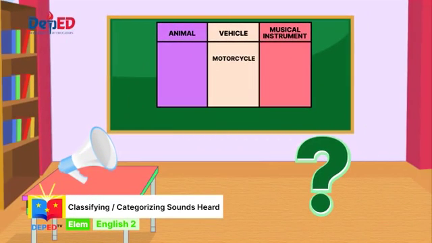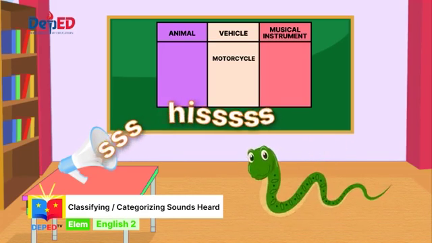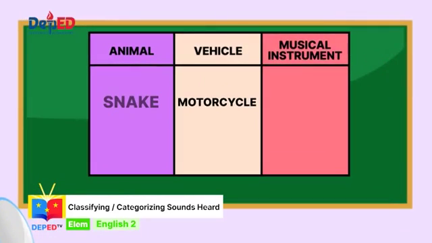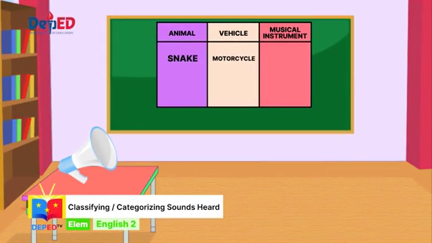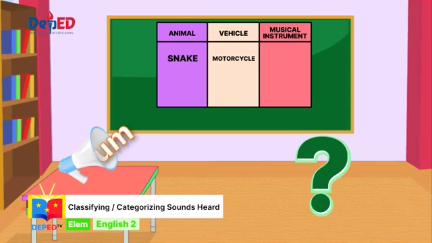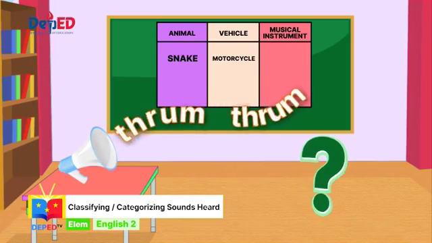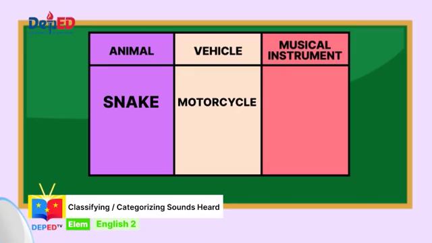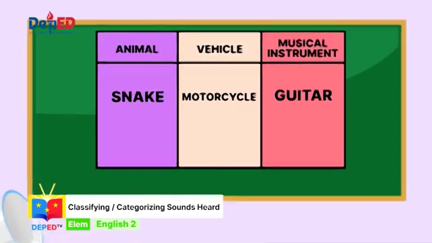Next, what about this sound? Fantastic! It's a snake and it's an animal. This must be in the first column. Let's hear the third one. What produces this sound? Terrific! It's a guitar. Which column are we going to put the word guitar? Yes, in the third column, musical instrument.